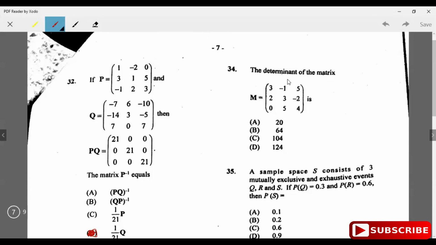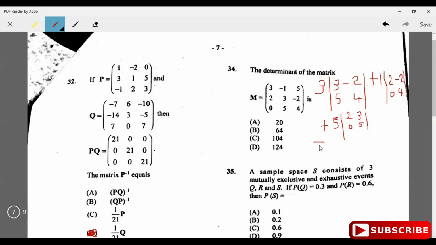Question 34. That's a repeat question. The determinant of the matrix is going to be 3 times the determinant of 3, -2, 5, and 4, plus 1 times the determinant of 2, -2, 0 and 4, plus 5 times the determinant of 2, 3, 0 and 5.